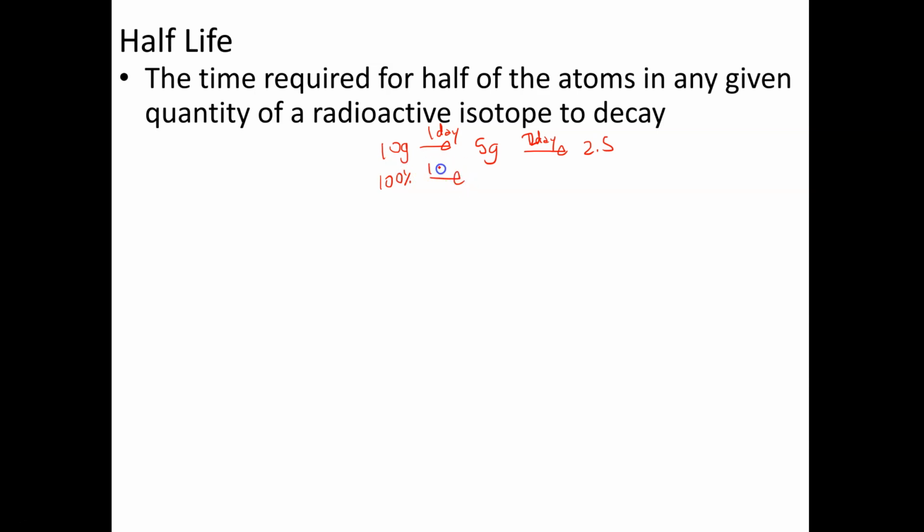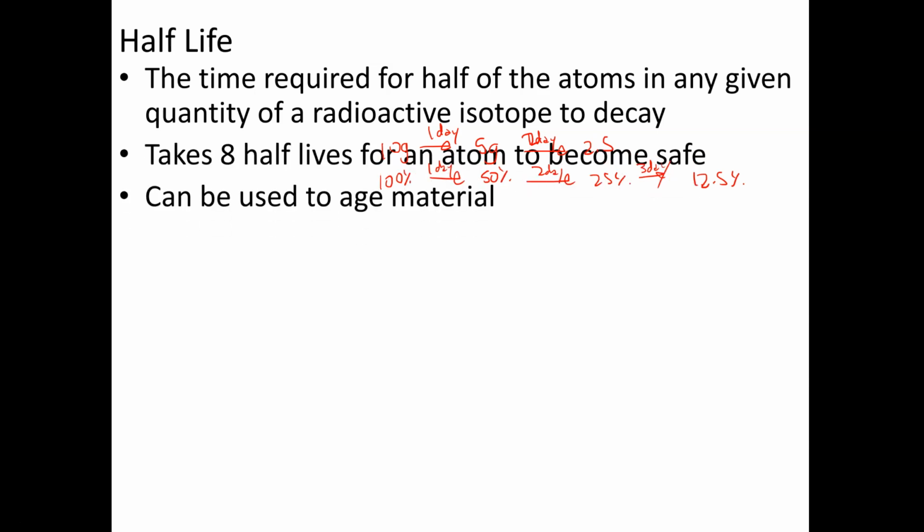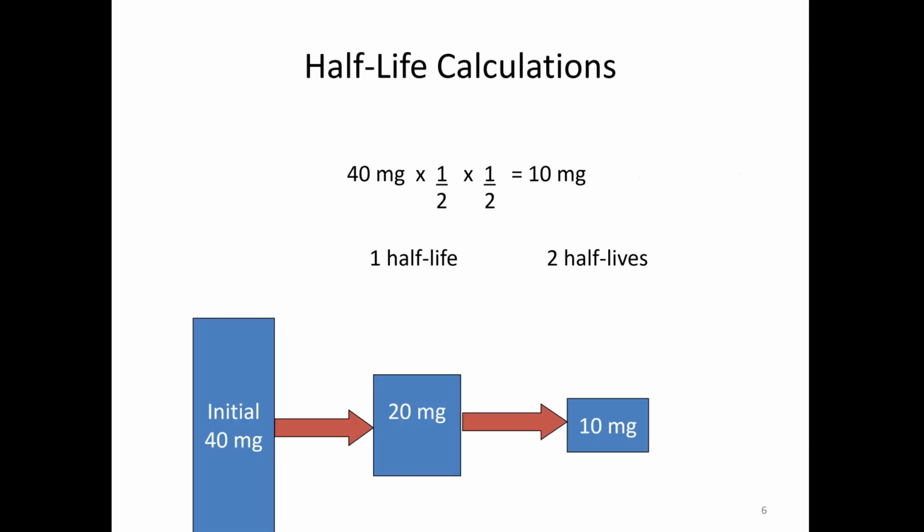So after 1 day, you get to 50%, which is 5 grams. After day 2, we're left with 25%, and then you go to 12.5%. It keeps on going half each time. This will be day 3. You keep on going. That's the premise of half-life. Each half-life, you have the amount you're starting with. Can be used to age materials in the case of carbon-14.